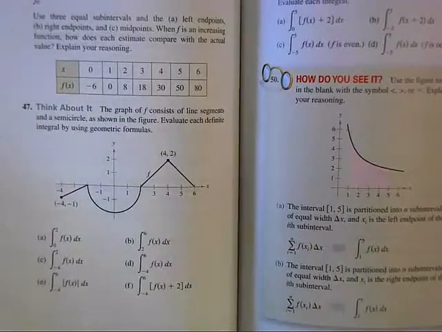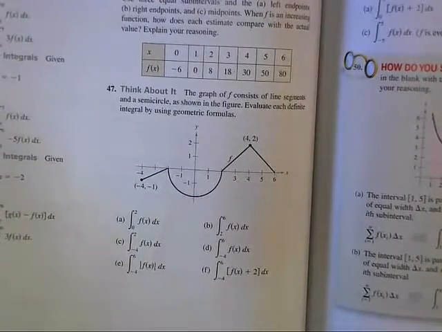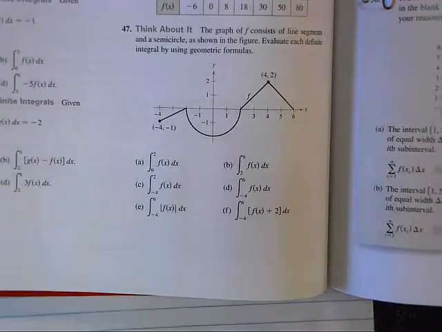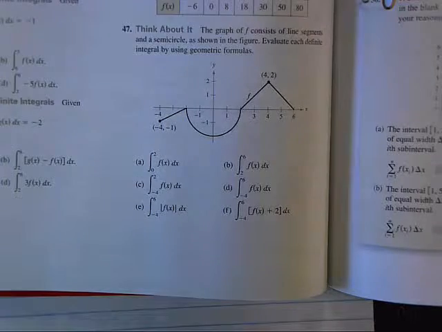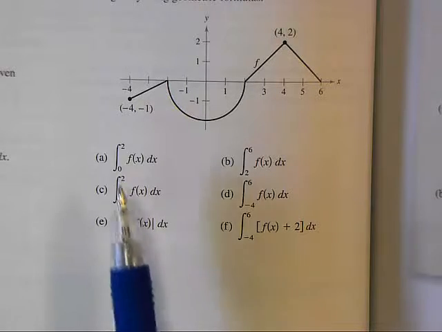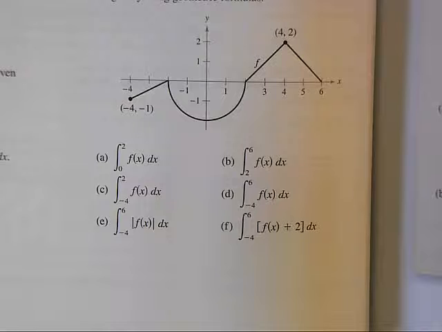All right, and then I saw a problem in the book that I like a lot. Problem 47. It's hard to read. All right, so this is on page 274. F of x is defined as that picture, that graph, whatever that graph is. It wants to know the integral from 0 to 2 of f of x dx. What do you do?